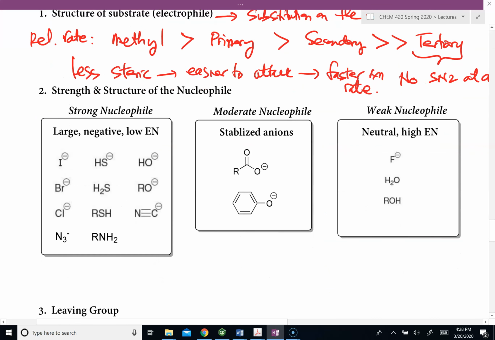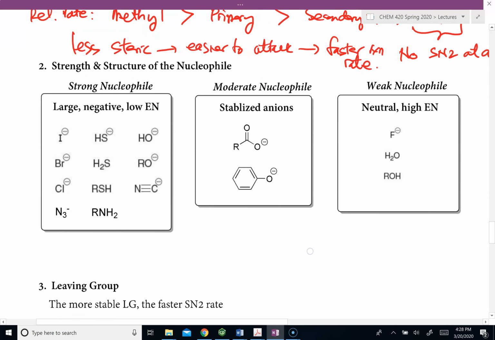And the second factor that can affect SN2 reaction is the strength and the structure of the nucleophile. The stronger the nucleophile, the faster the SN2 reaction would be. So stronger nucleophile equals faster reaction rate. And below are examples of nucleophiles that are considered to be strong, moderate, and weak. In summary, the more stable the nucleophile, the weaker it is in the nucleophile attack, and therefore the slower the reaction rate would be.